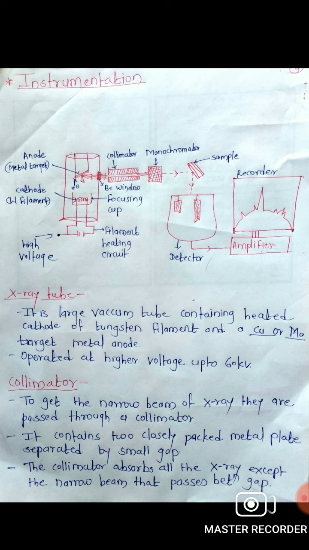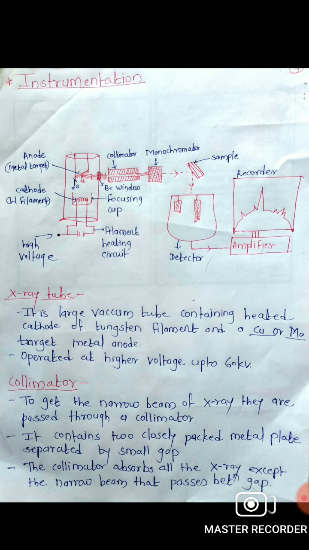Then the next component for the X-ray diffraction method is the collimator. This collimator gives a narrow beam of X-ray, which is passed through the collimator. What is the role of the collimator? The X-rays produced by the target material are randomly directed. There is no direction for the X-rays produced from that target metal, and they form a hemisphere with the target at the center.